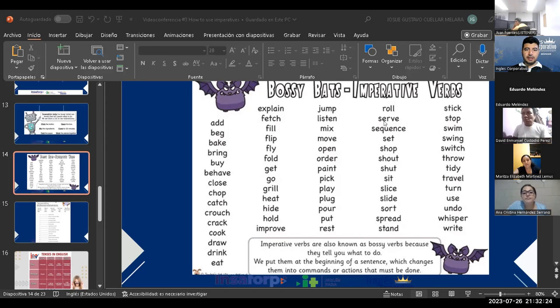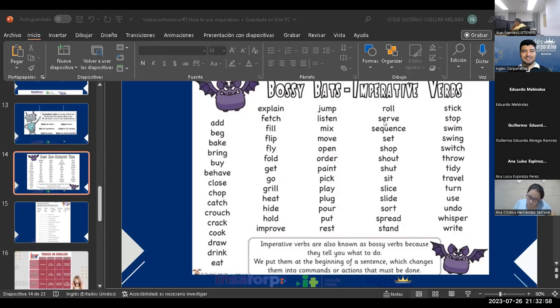Okay. Guillermo and Luisa. Okay, throw the ball and close the door. Thank you. Luisa and Eduardo. Okay, bake the cake for 30 minutes. Okay, and good. Buy only what is necessary. Perfect. Eduardo and Daniel. Move the table and shut up.